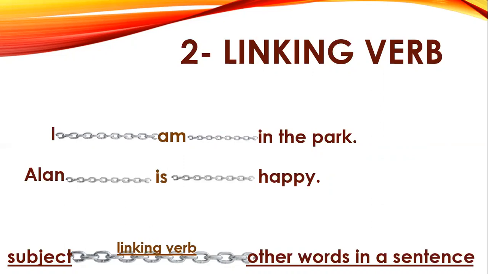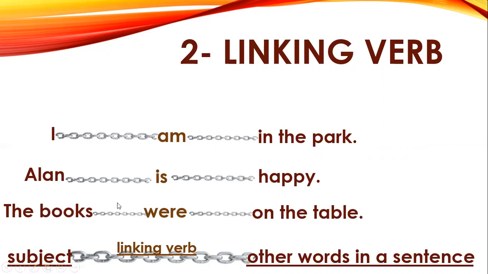Number 2. Alan is happy. The linking verb here is is, and it connects the subject, Alan, to the rest of the sentence, happy. Number 3. The books were on the table. The linking verb here is were, and it links the subject, the books, to the other words in the sentence, on the table.